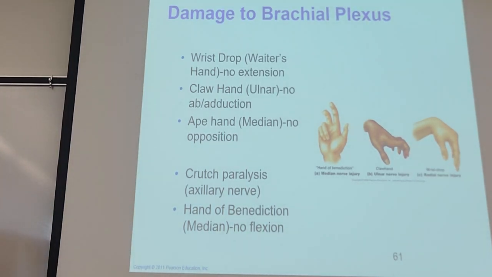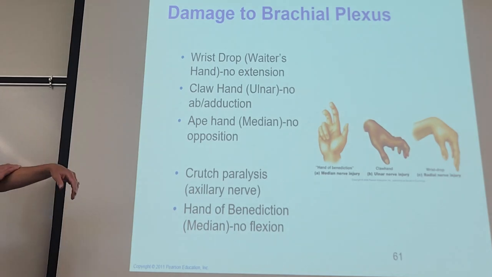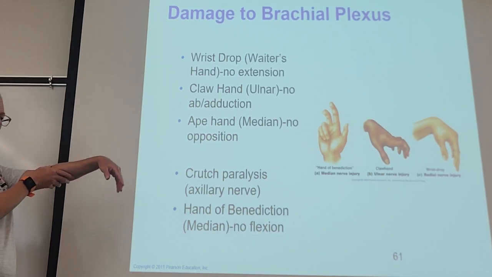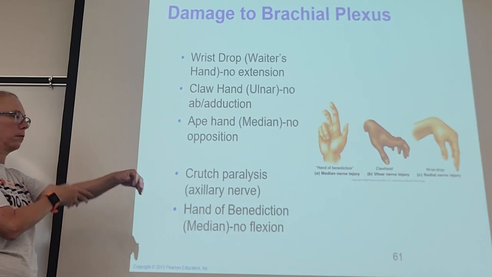And that's a radial nerve injury because why is your wrist dropping? What muscles aren't working? Extensors. Your extensors aren't working, so you flop into flexion, right? You can't extend. So they call that wrist drop, okay?